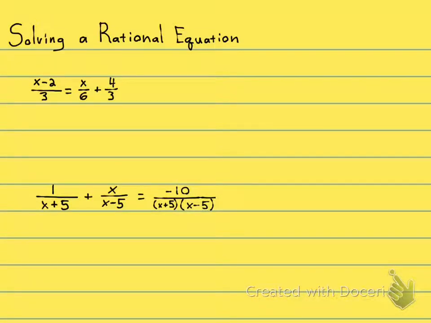All right, so here's the idea when you're solving a rational equation. Okay, first of all, we have an equal sign, like here and like here. So it's an equation, and we call it a rational equation because it has rational expressions in it.